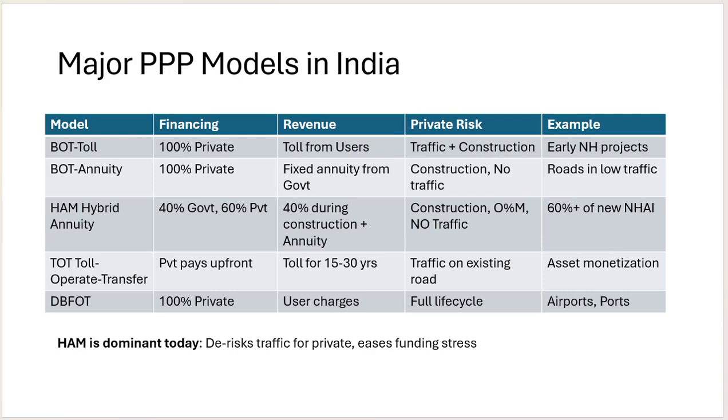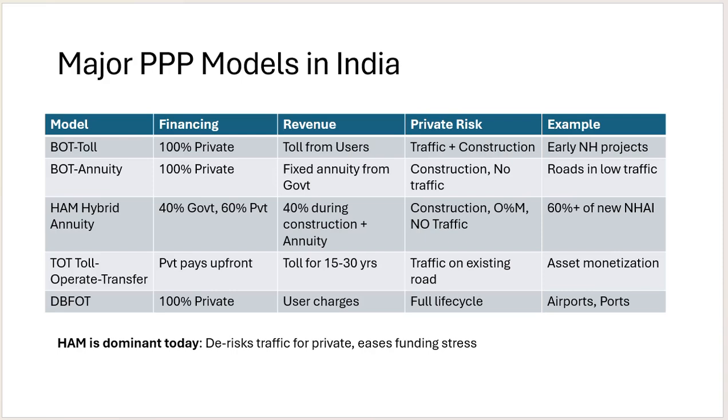awarded a contract to design, construct, finance, and operate an infrastructure project like a highway or airport for a set period. The private entity assumes the major risks and recovers costs through tolls or government fees before transferring the asset to the public authority. So examples are the airport, port, and others, with a full life cycle.